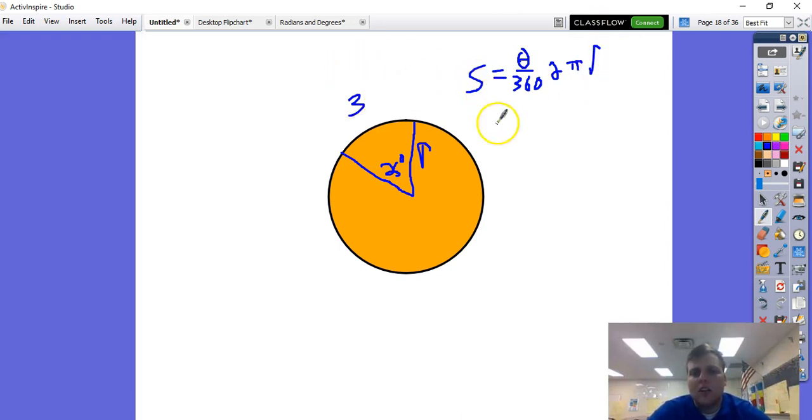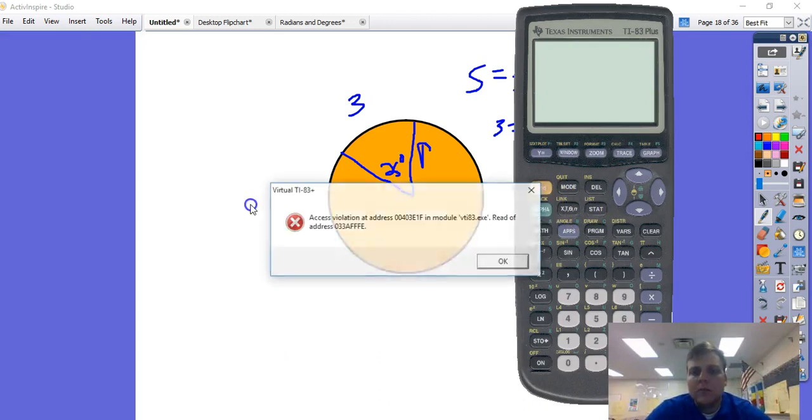They gave me an arc length, so I say 3 equals 25, because that's what the theta is, over 360 times 2 pi R. Okay, so here's my suggestion to you. Multiply these 3 things together.